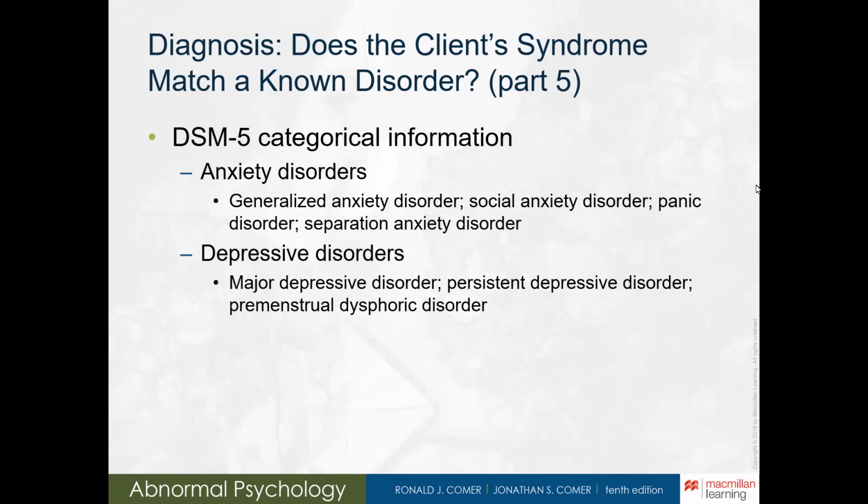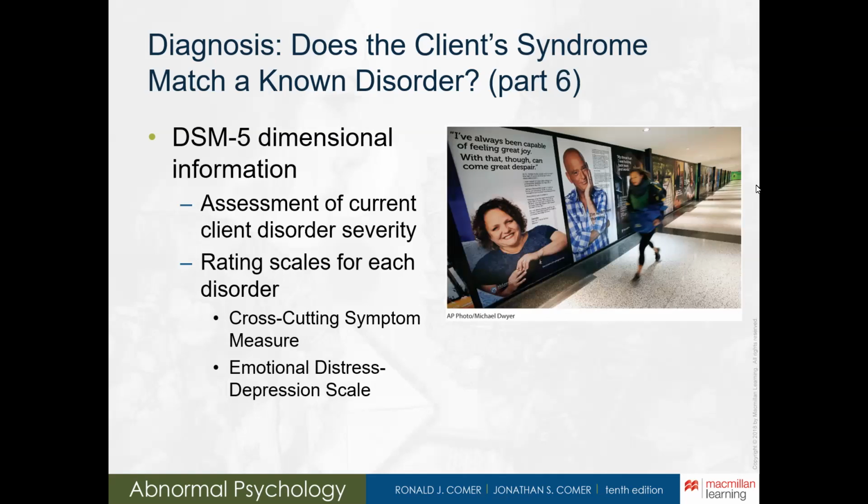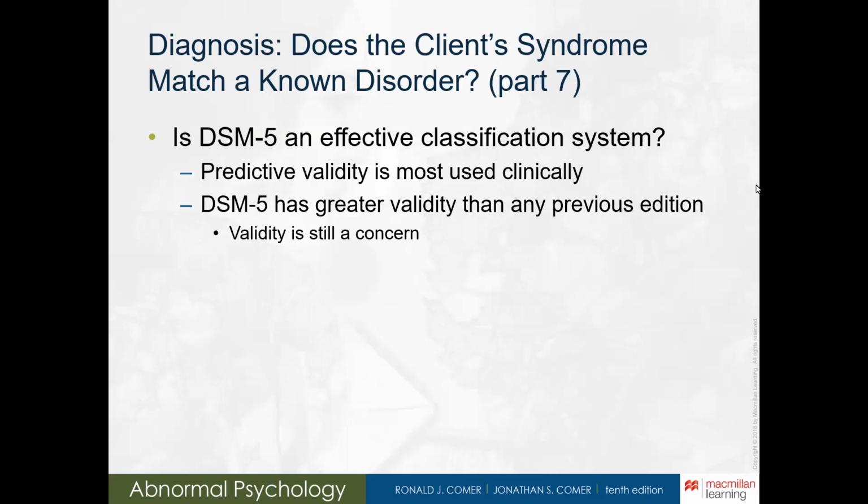When you think about the DSM-5 categorical information, as we will now see in future chapters, we look at things like anxiety disorders and depressive disorders as just a few examples. When we think about the dimensional information, we are looking at the severity and the ratings. So we want to see, how does it impact your ADLs, or activities of daily living? How does it impact your relationships, romantic or interpersonal relationships, family, friends, coworkers, work, etc.? So we look at the cross-cutting symptom measure and the emotional distress depression scale as some examples.